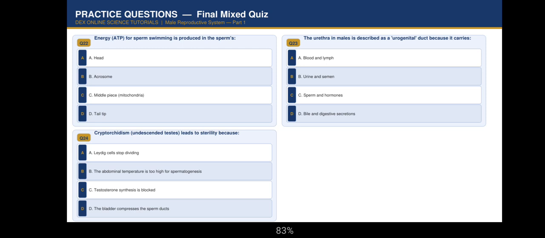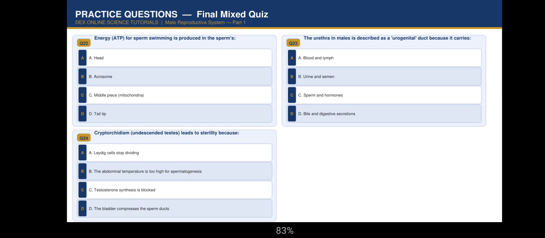Energy, ATP, for sperm swimming is produced in the sperm where? Well, it is produced in the middle piece, which is where the mitochondria are found. Remember, mitochondria are responsible for energy production. You'll see all this when we start talking about the sperm. Answering this question will give you an idea of what the sperm is, so that when we come back for part 2, you will have a clear understanding of everything we'll be doing.